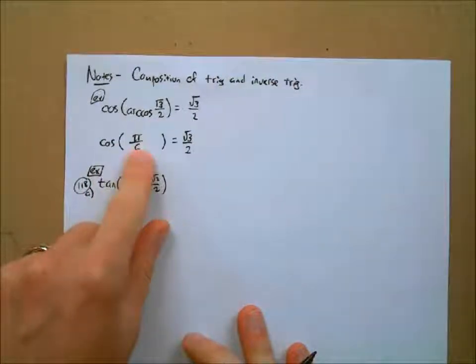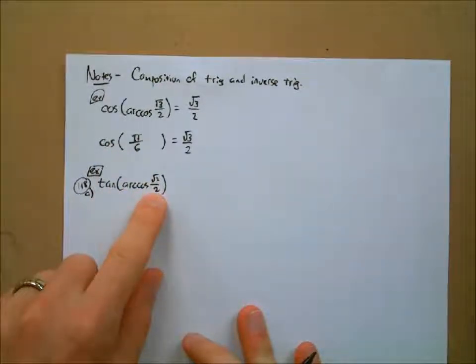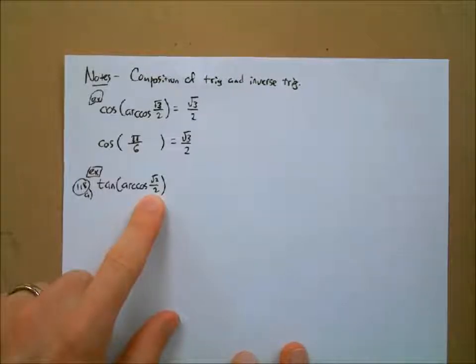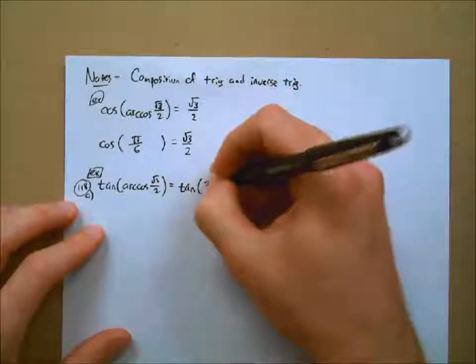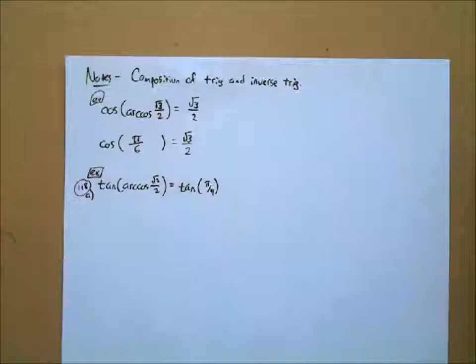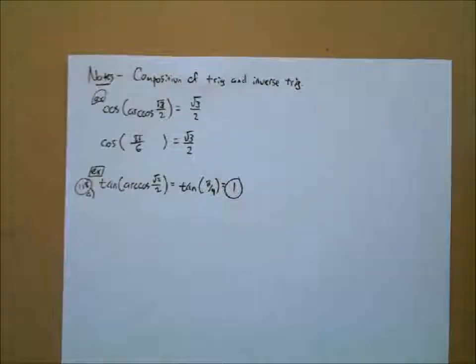We can evaluate what the arc cosine of root 2 over 2 is. What cosine of what gives us root 2 over 2? Pi over 4. So this simplifies to just tangent of pi over 4. So we evaluate the inside part first, using the order of operations: evaluate what's inside the parentheses first. Then we evaluate tangent of pi over 4, which is 1. That was pretty painless. Arc cosine of root 2 over 2, we could evaluate that, and tangent of that we could then evaluate. So no problem.